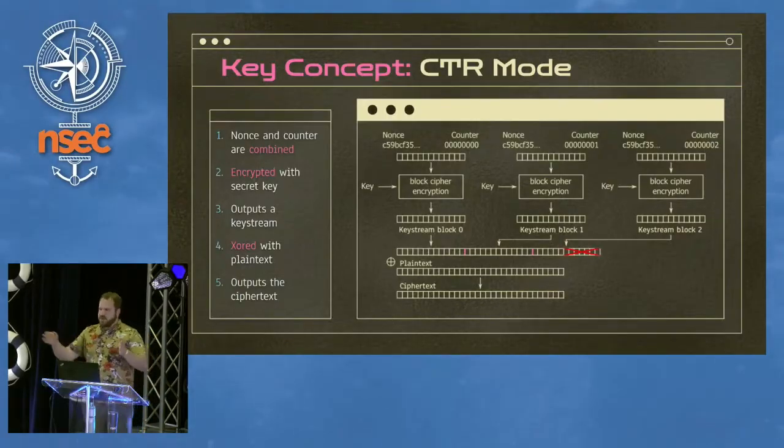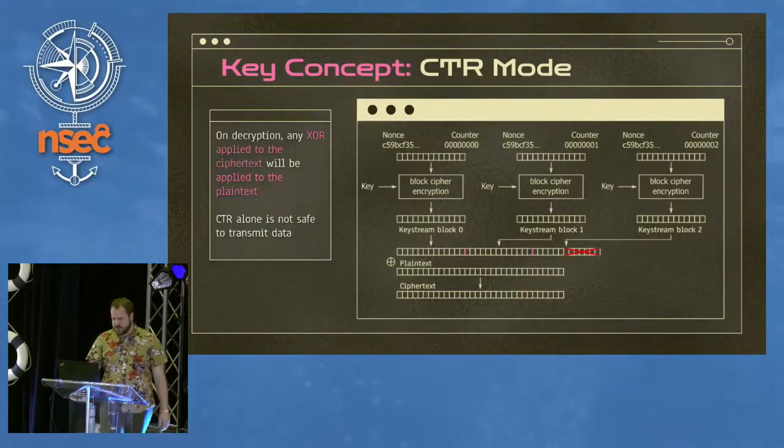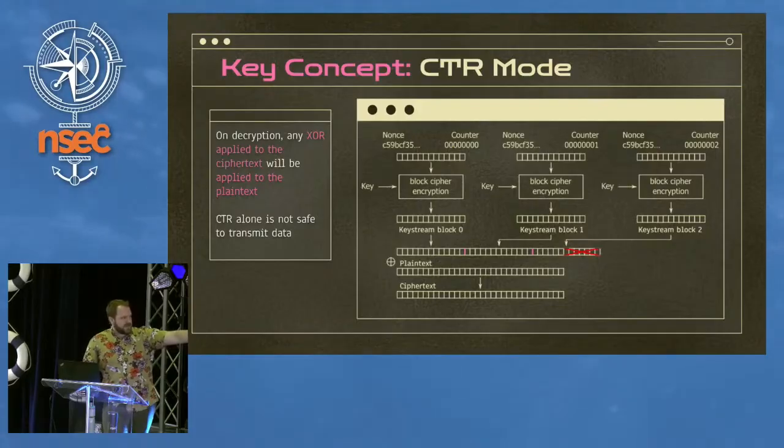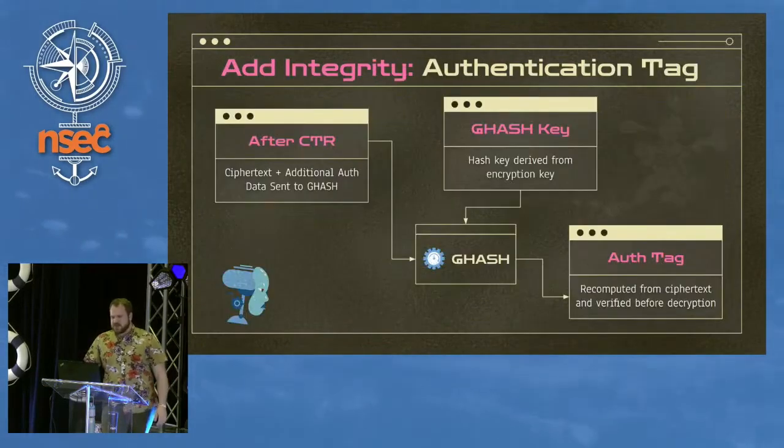Basically, we take what we need of the key stream, we XOR it with the plain text, and we get the ciphertext out. So obviously, because it's just an XOR operation, any XORed value in the ciphertext will match a XORed value in the plain text. So CTR alone is not safe to transmit data. So how do we fix that?